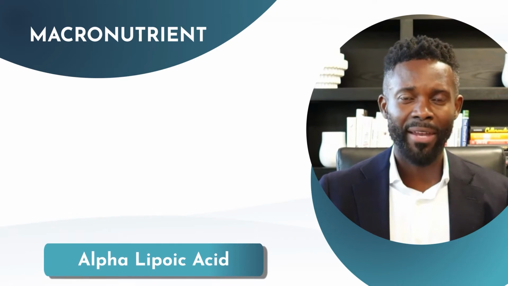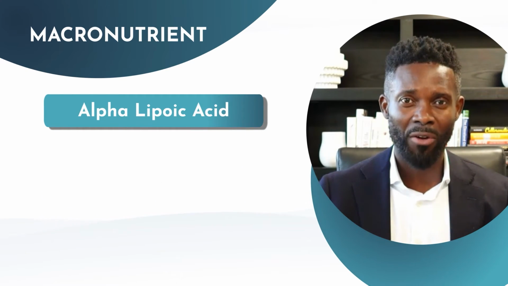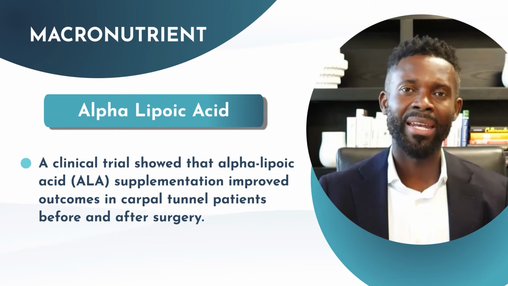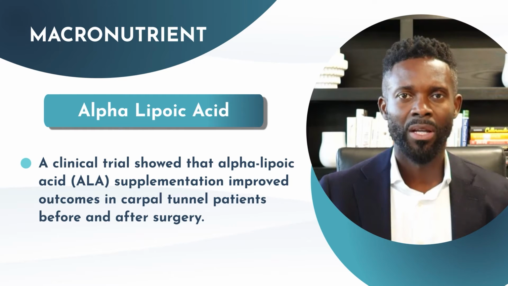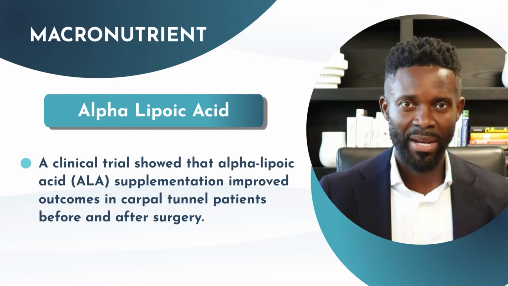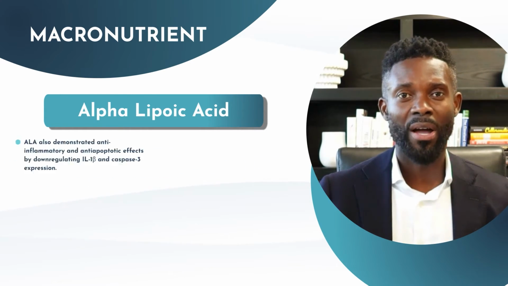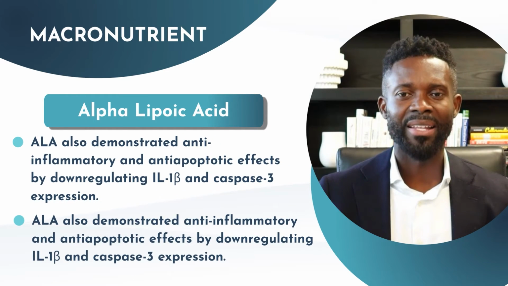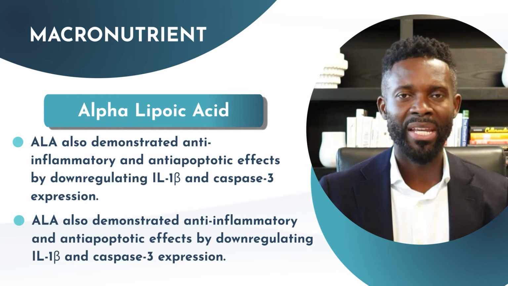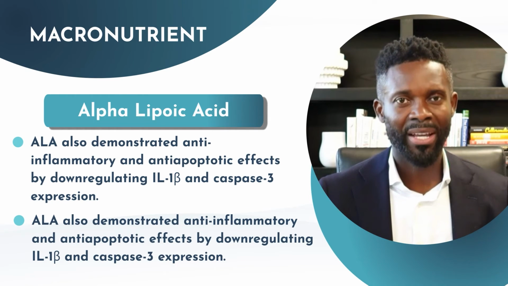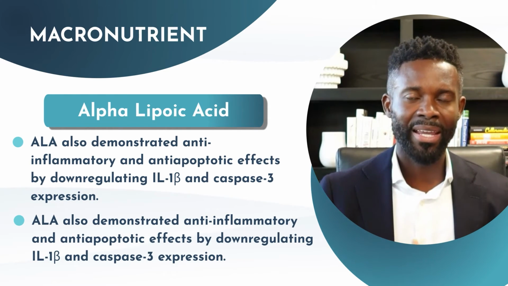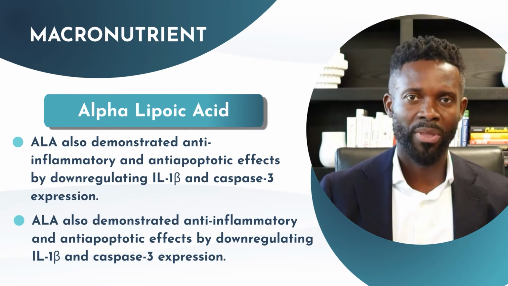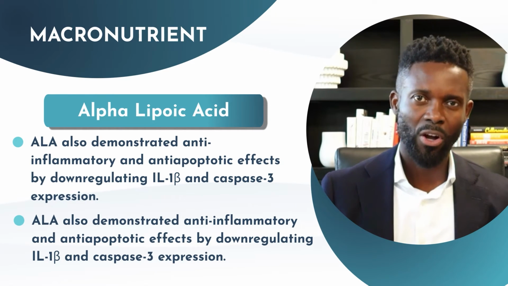All right, now let's talk about alpha-lipoic acid. This is something that maybe most of you have heard of. It's an antioxidant, and in clinical trials, it has been shown to improve symptoms in carpal tunnel before and after surgery, as well as diabetic neuropathy. Alpha-lipoic acid also has anti-inflammatory and anti-apoptotic effects, meaning it can work on downregulating specific chemokines and cytokines, including IL-1 and IL-beta. These are all inflammatory cytokines. So we know that ALA can downregulate those things, which can help with overall health of the cell, including the nerves.